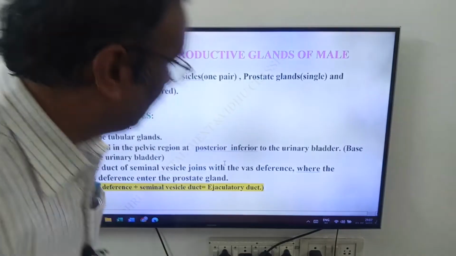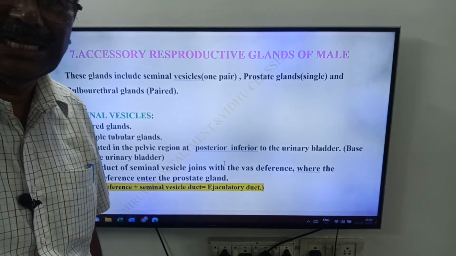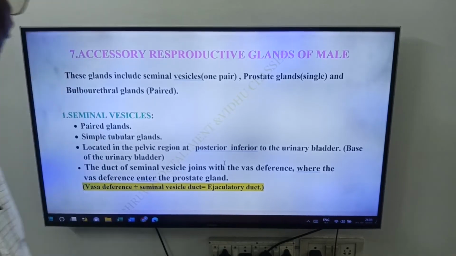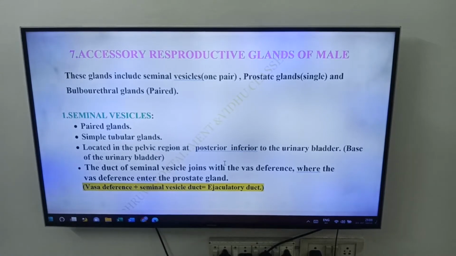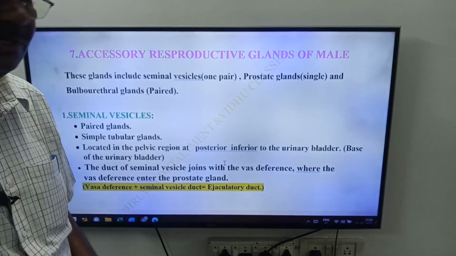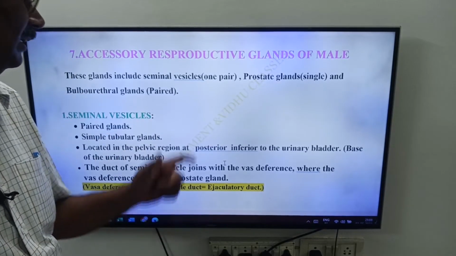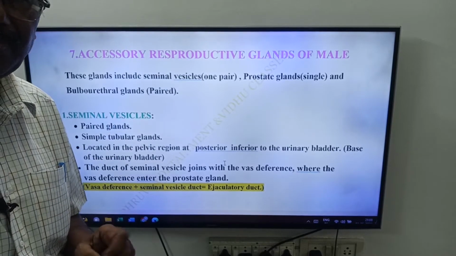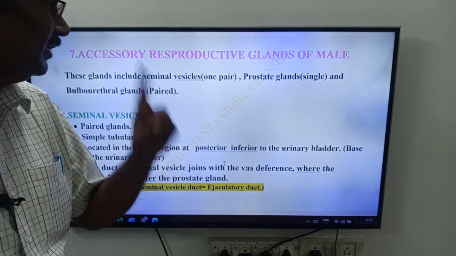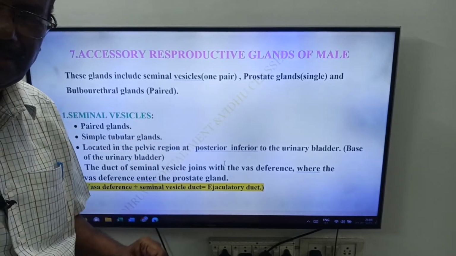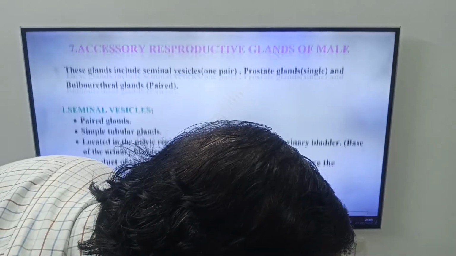Next we'll take, friends, the last one. Accessory reproductive glands of male. Friends, what are the glands of the male reproductive system? The male reproductive system has three types of glands, friends. They are seminal vesicles, prostate gland, and bulbourethral glands. Now we'll take them one by one, friends.